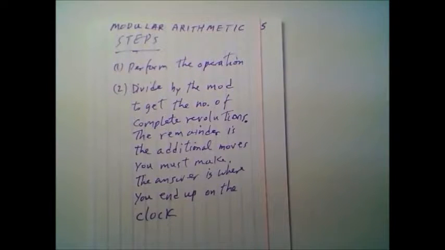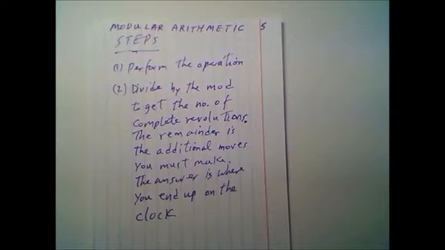Secondly, step number 2, you have to divide the mod into the number to get the number of complete revolutions. So if you have 59, and you want to know what that is in mod 7, you divide the 7 into the 59 so that you can determine how many total revolutions you have, how many times you have to go around.